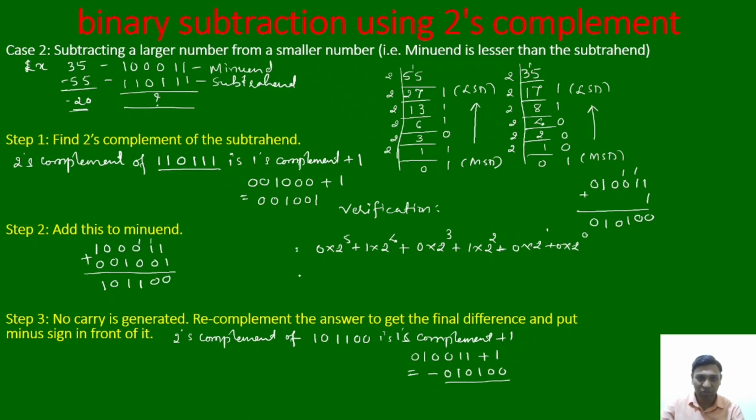So 0 into 2 to the power 5 is what? 0 plus 2 to the power 4 is what? 2 to the 4, 4 to the 8, 8 to the 16. So 16 into 1 is 16, plus 0 into 2 to the power 3 is 0, plus 2 to the power 2 is 4, 4 ones are 4, plus 0 into 2 to the power 1 is 0, plus 0 into 2 to the power 0 is 0. Now you can see 16 plus 4, that is 20. So whatever we got here, it is matching with the result. Hence, it is absolutely correct.